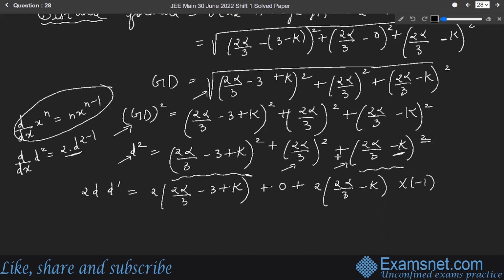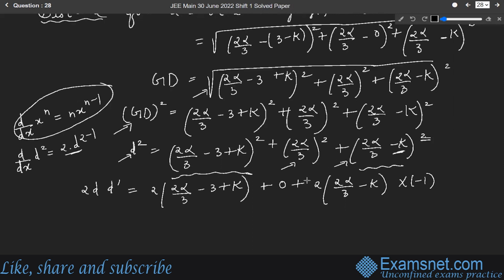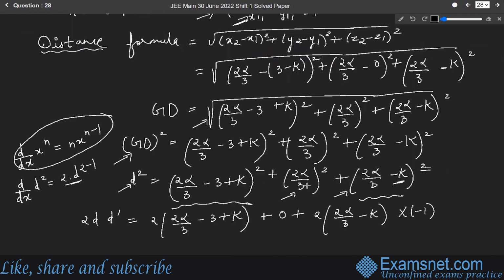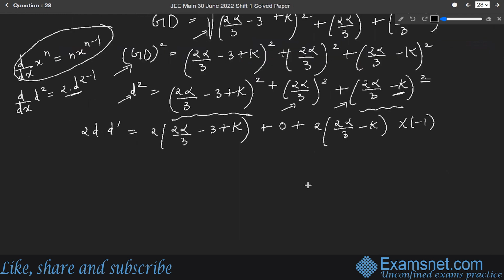Now we know that in order to find the maximum or minimum value, the differentiation should be 0. In this question, we have to find the value of alpha, but before that, minimum length is given, and we are calculating GD because we want some expression that will be equal to root 57 by 2. And in order to calculate the minimum or maximum distance, we know that the differentiation, or D dash, should be equal to 0. It means that this whole term should be equal to 0.